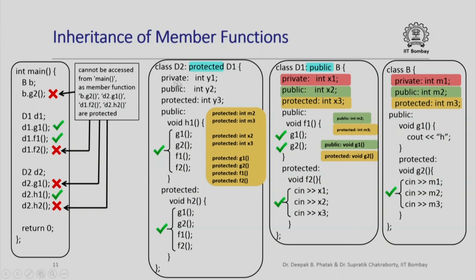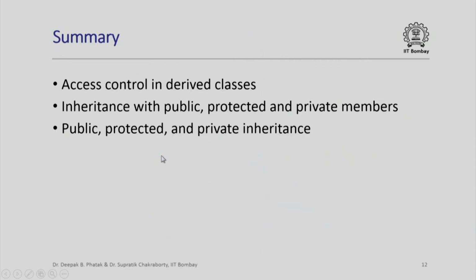So you see that this combination of derivation modes and access control specifications of different data members and different member functions really determines which member functions you can call from where. What can you call from the main function, what can you call from within a derived class, all of this is determined by the combination of the mode of derivation and the access control specification of the data members in the base class. So to summarize, we looked at different access control mechanisms in derived classes.